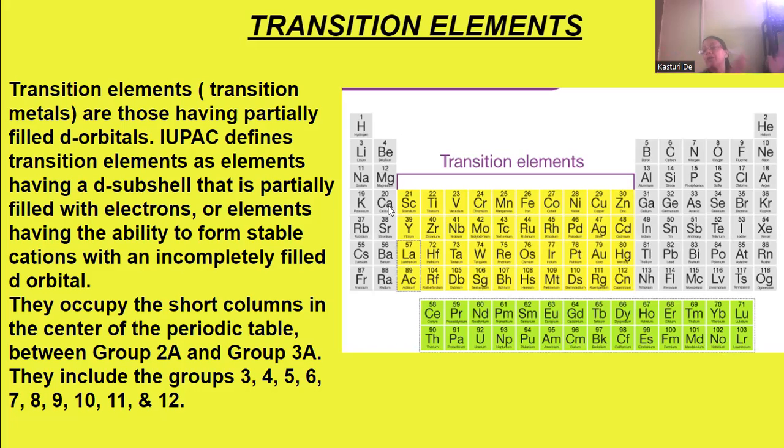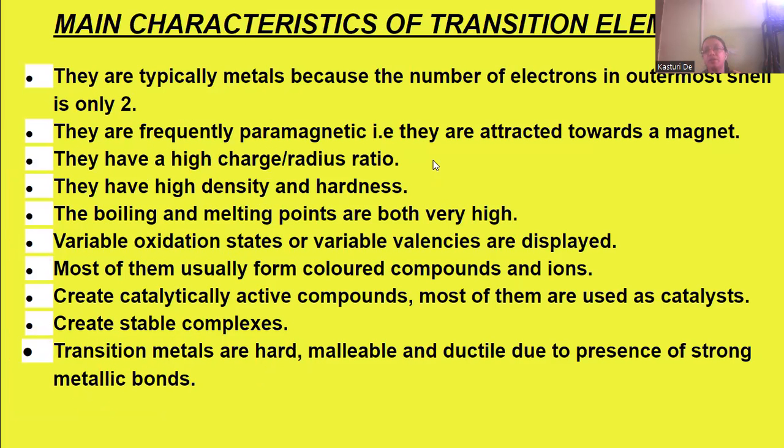The elements which sit in the periodic table between the alkaline earth metals and the boron family are known as transition elements. That is group numbers 3, 4, 5, 6, 7, 8, 9, 10, 11, and 12. Then we come to 13, 14, 15, 16, 17, and 18. Now, next we move on to the characteristics of the transition elements.